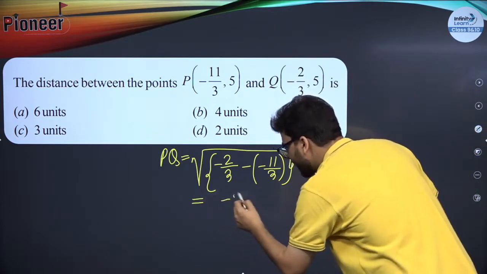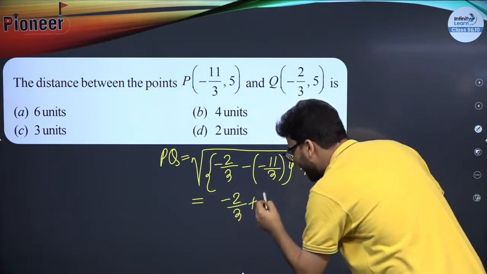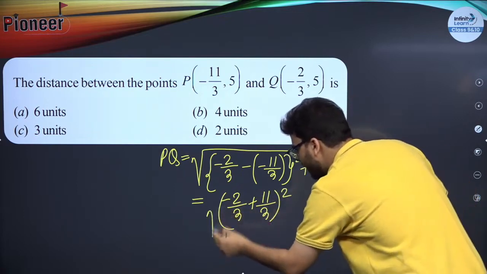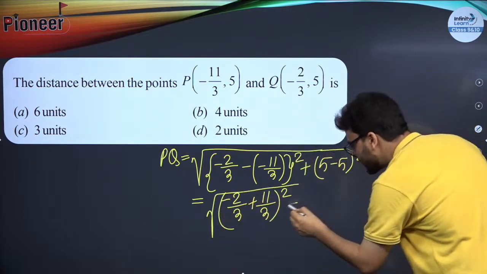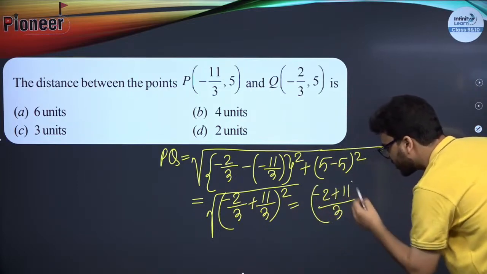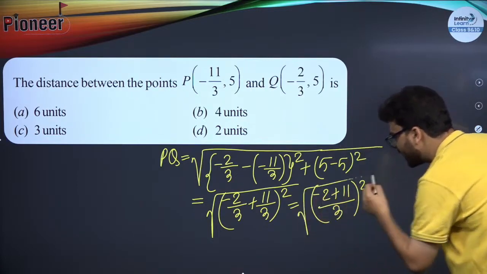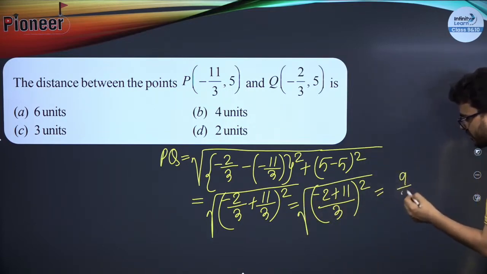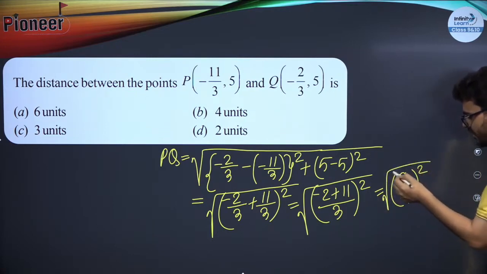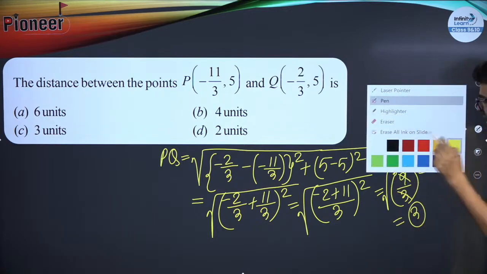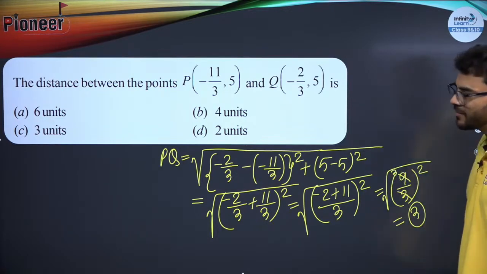So you see, this can be written as minus 2 by 3 plus 11 by 3 the whole square, and this thing is already 0. 5 minus 5 is 0 only. So this will become minus 2 plus 11 by 3 the whole square. It's a direct question, guys. Only some simple calculation is there. Nothing much is there in this question. So this is nothing but 9 by 3 the whole square, and that is square root of it. 3 3s are 9. So this will be nothing but 3 units. So the distance between these points using the distance formula is nothing but 3 units.